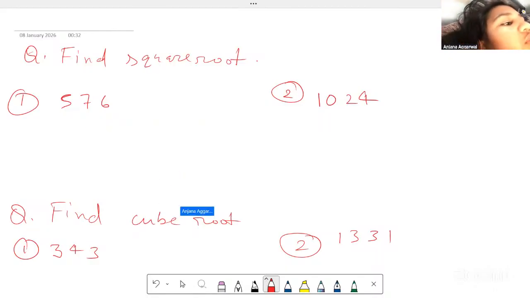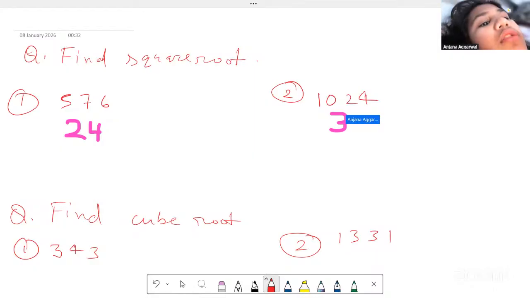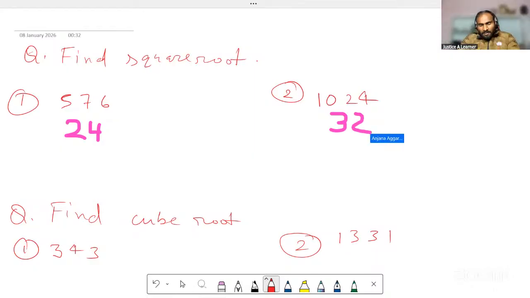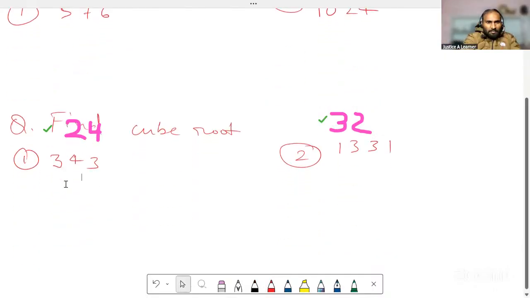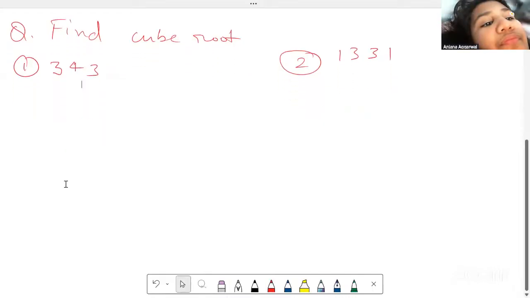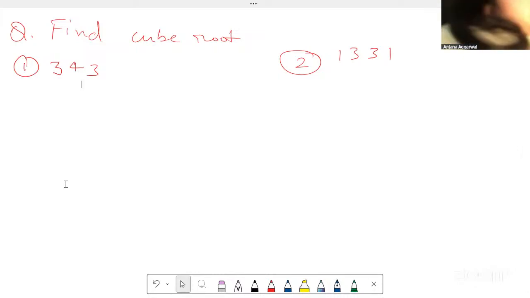Okay, so we've got 24 for the first one. For the second one, I got 32. Is that correct? Yes, that is correct. Nice. Okay. Now I'm just sliding it up. Cube root of 343. Okay.